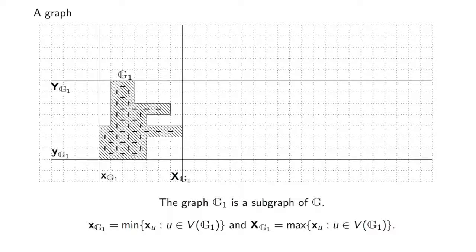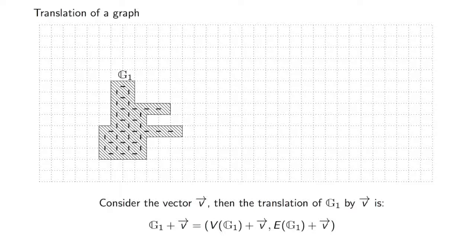We denote by lowercase x subscript G1 the lowest abscissa of G1. Uppercase X subscript G1 is the highest abscissa of G1. Similar notations are used for the ordinate. Along the article, we will often need to do some translation of a graph. Consider a vector V. The translation of G1 by V is obtained by translating all the vertices and all the edges of G1 by V.